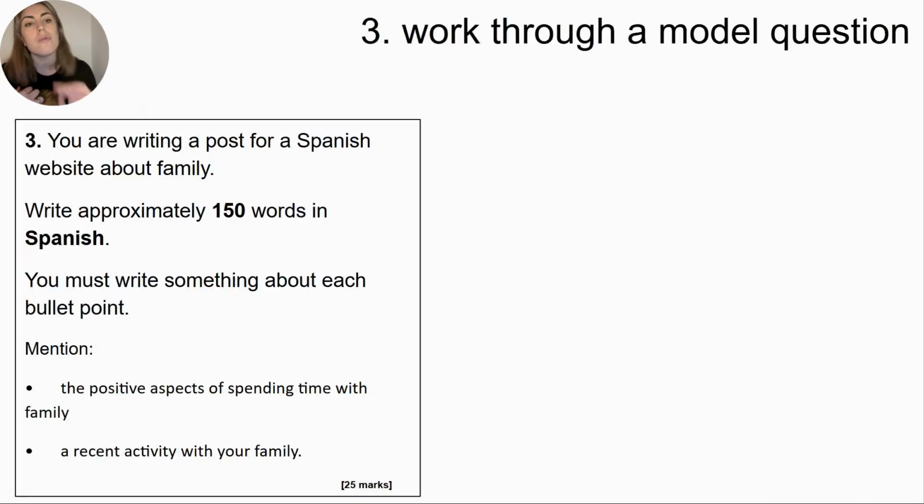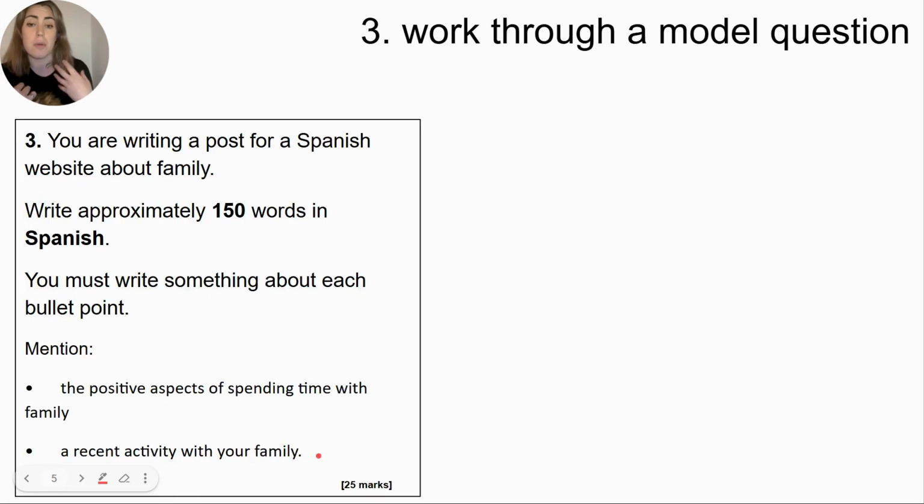Let's work through a model question. Writing about family, it doesn't matter whether it's an article or a post or whatever. 150 words, and then do this. What I find really tricky is writing 7 lines about spending time with family, just like this. Or I would struggle to write 7 lines about a recent activity with my family.